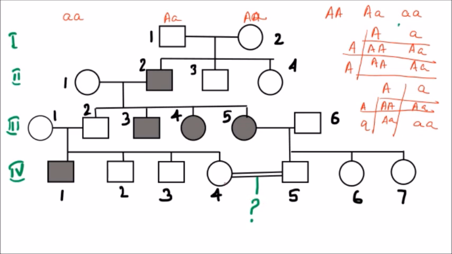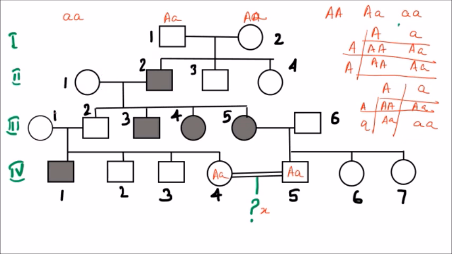So the condition under which the offspring of 4 and 5 will be affected is that this progeny X will be affected only when both of these parents are heterozygous. Let's see the probability of these two being heterozygous. Let's move to the external individual who is going to mate, who is not involved directly in the pedigree.